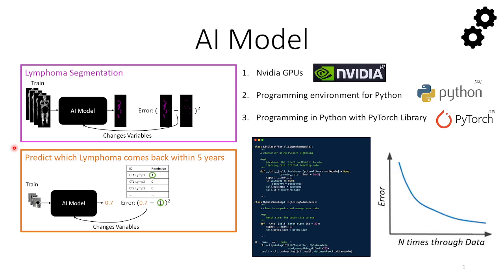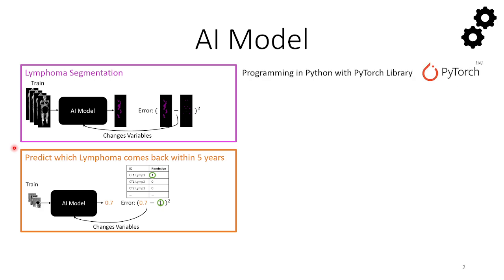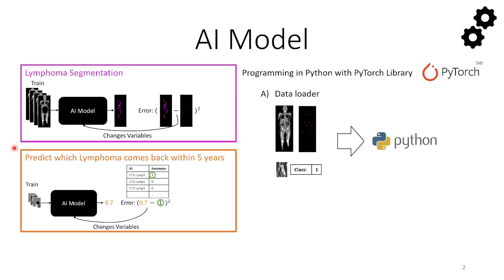Now we want to go a little bit more into detail how we do this programming, this coding with PyTorch. The first thing we need there in PyTorch is a data loader, because we need to get the data into Python. PyTorch offers some data loader functions you can just use and then set your path to the data set.